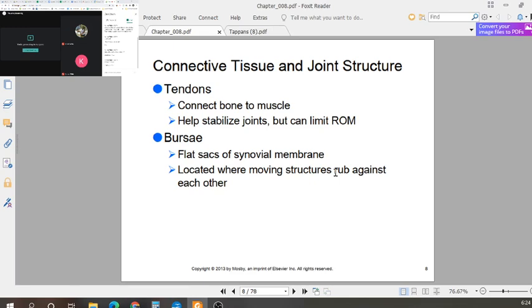A bursa is a flat sac of synovial membrane, and these are found anywhere that we have structures rubbing over each other. So the knee has a bunch, hips and shoulders have a bunch, but you find them in other places too.